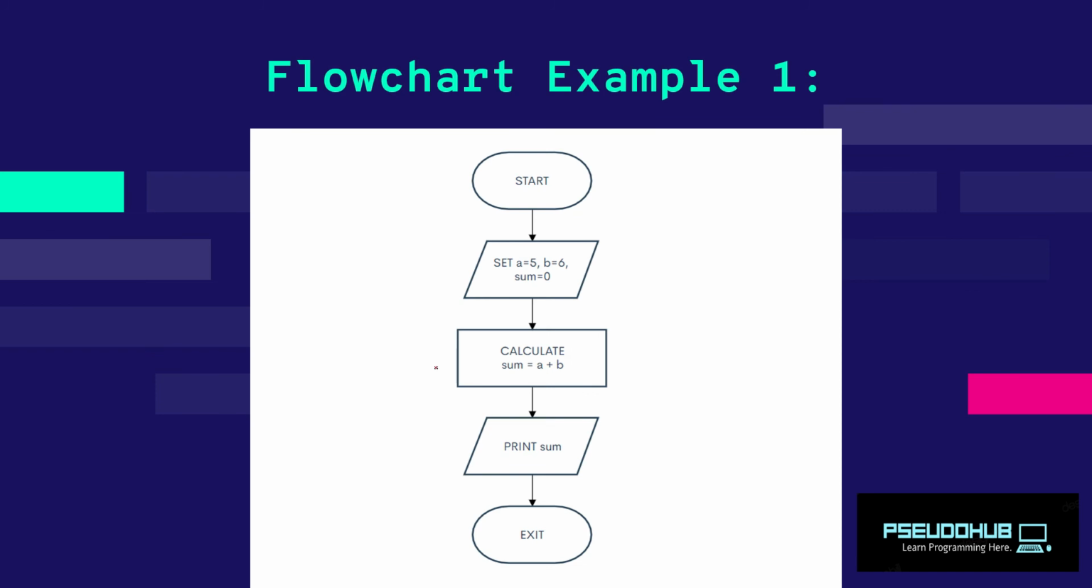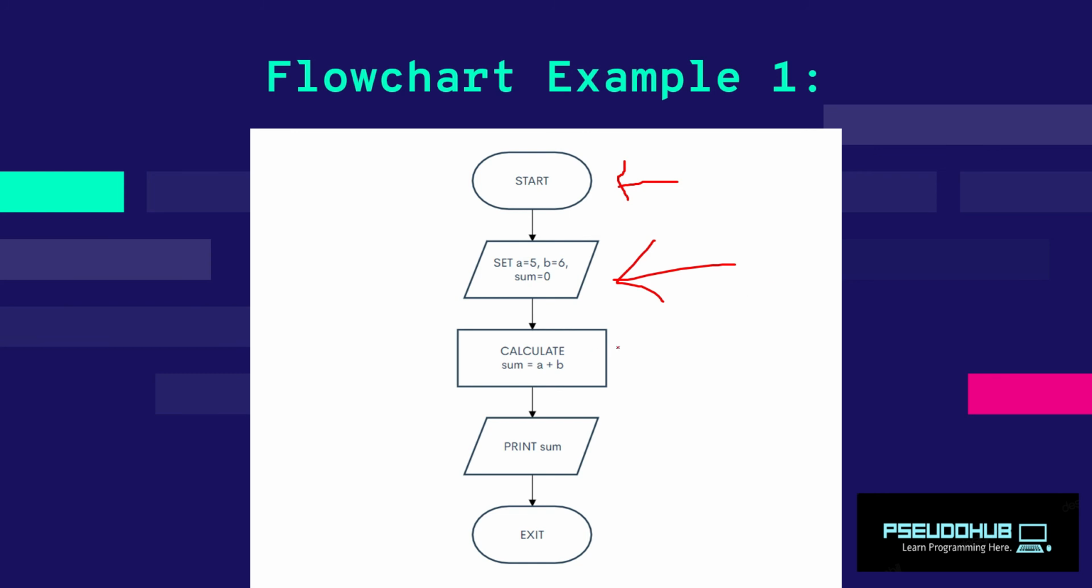Based lang gihapon ni sa atong mga previous examples sa pseudocoding. So as you can see, mag-start naka-oval shape siya. And then, nag-set og value. A equals 5, B equals 6, sum equals 0. Again, ang question, nganong parallelogram ang atong gigamit nga shape sa pag-set og value? Because again, parallelogram is used to input data and also to output information. Di ba? Input, output ang parallelogram.